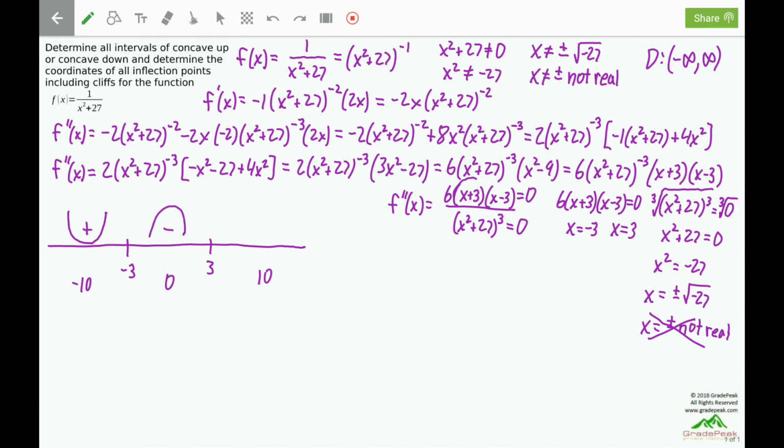Plugging a positive 10 in, 10 plus 3 is a positive number. 10 minus 3 is a positive number. Positive times positive is positive. We have a positive second derivative. This corresponds to concave up.